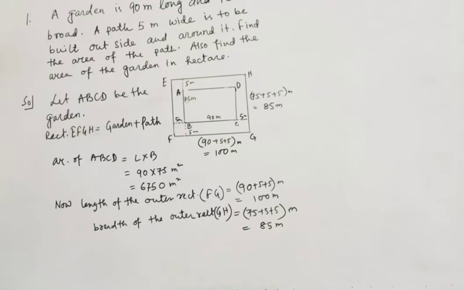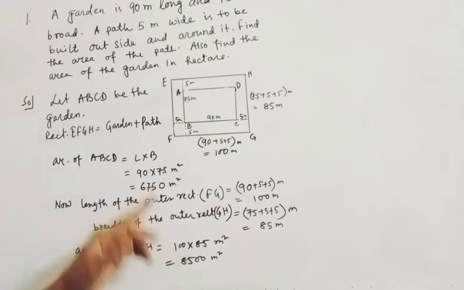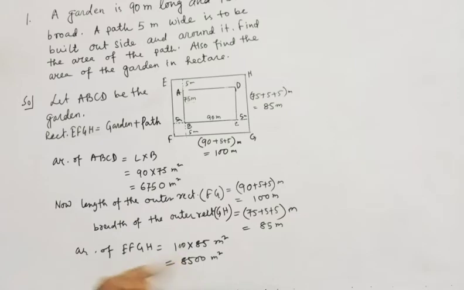Now area of EFGH is equal to, again length into breadth, that is 100 into 85 meter square, that is 8,500 meter square. Now you need to find the area of the path. So you will subtract area of the garden from area of the outer rectangle, you will get the path.